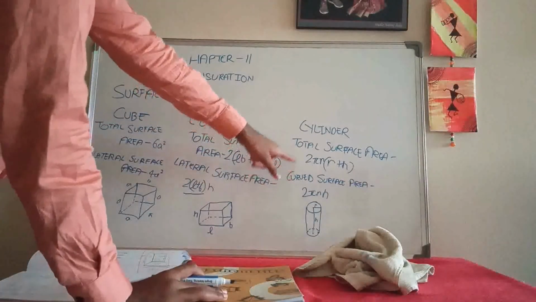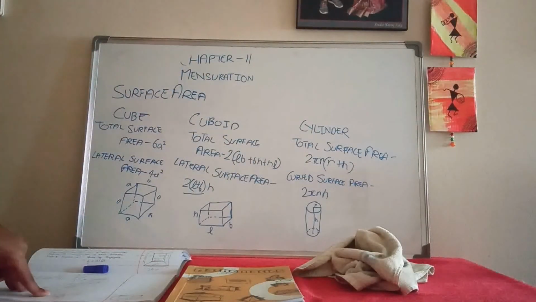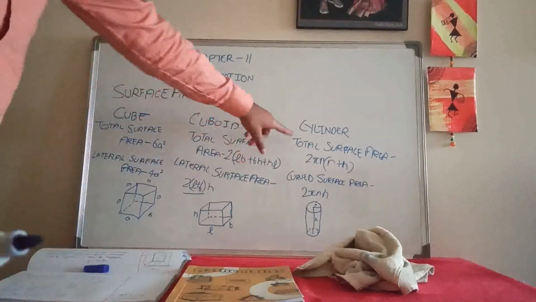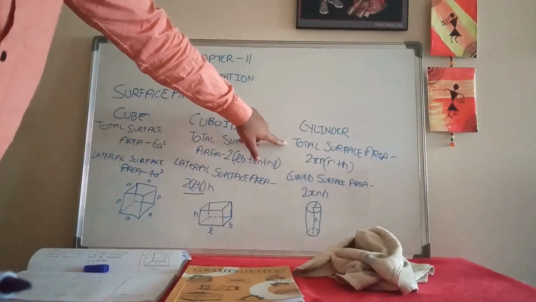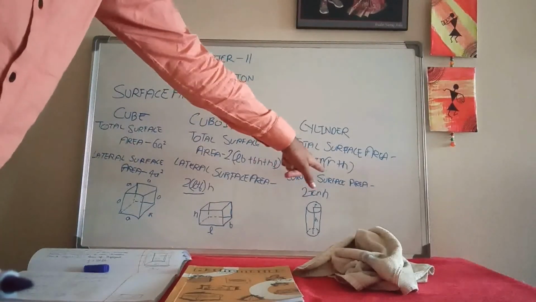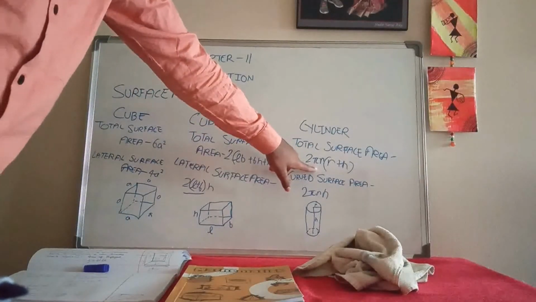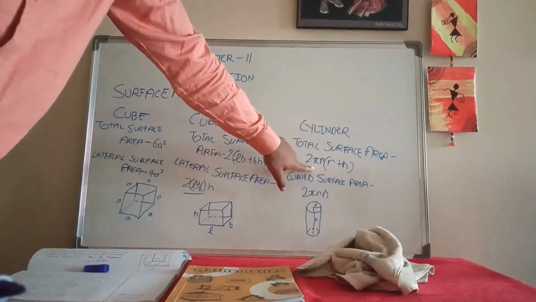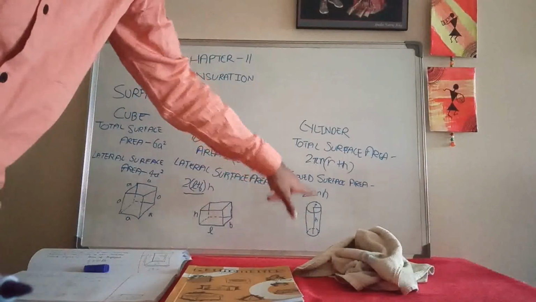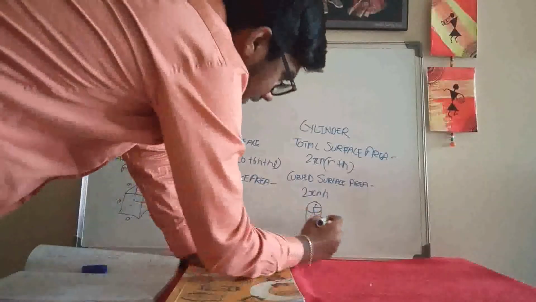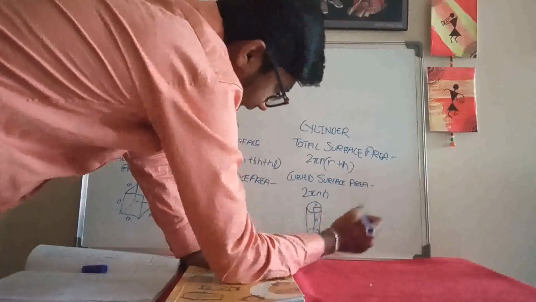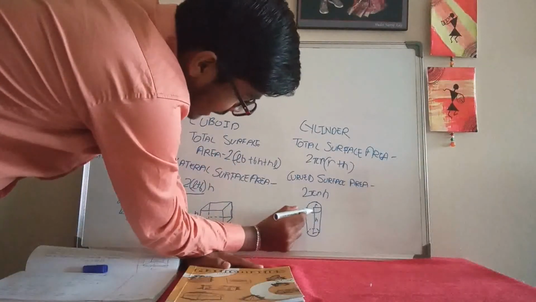Now we take the cylinder. A cylinder is mostly used in finding the area of gas cylinders or tin cans. So here we can see that the total surface area of a cylinder is 2 pi r into (r plus h). Here r is the radius, pi is 22 by 7 or 3.14, and height will be given. So here we can see that this is a cylinder. Here we have a radius, this is the radius, and then here is the height.